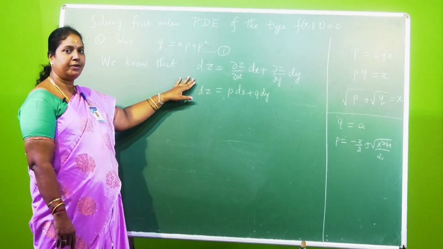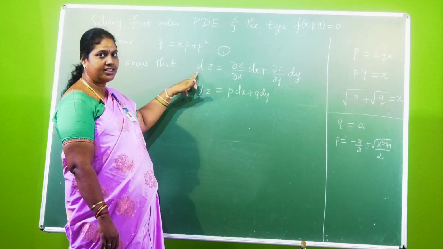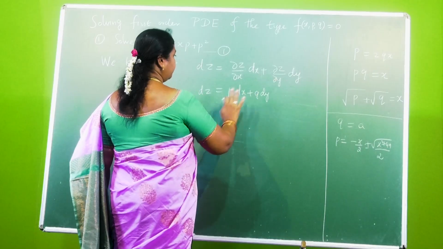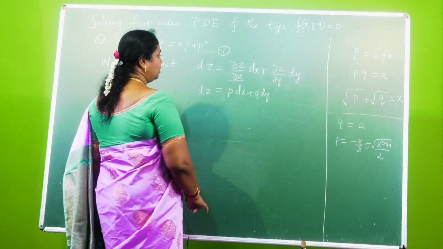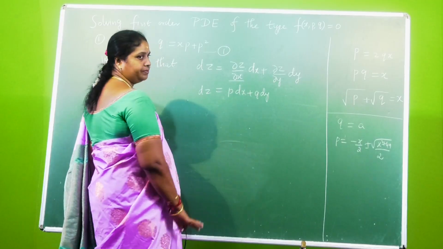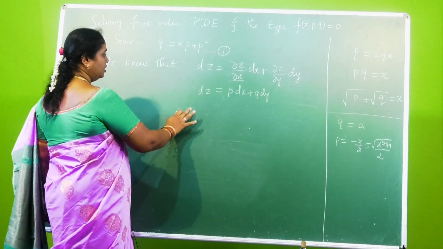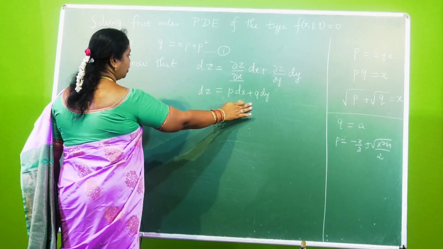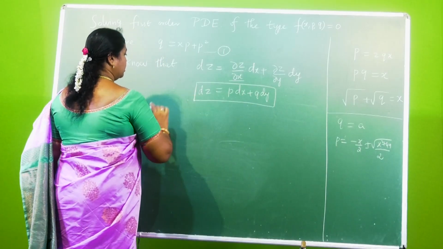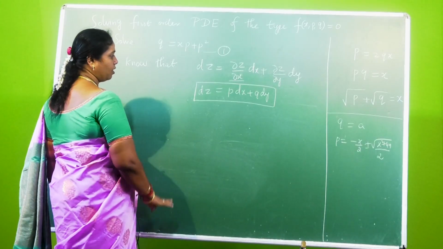Since z is a dependent variable, depending on the independent variables x and y, its total differential dz can be written as dou z by dou x into dx plus dou z by dou y into dy. We know that dou z by dou x is nothing but p, the notation p, and dou z by dou y is nothing but q. We are going to substitute the values of p and q in this relation dz equal to p dx plus q dy. Students can memorize this formula, and most of the time we give solutions using this formula.